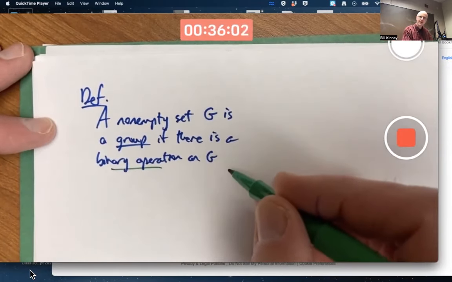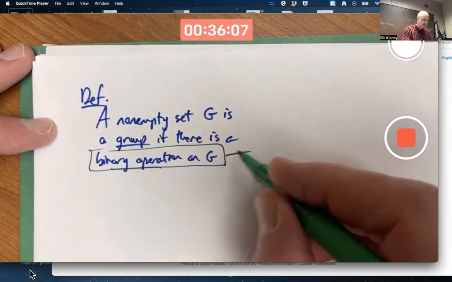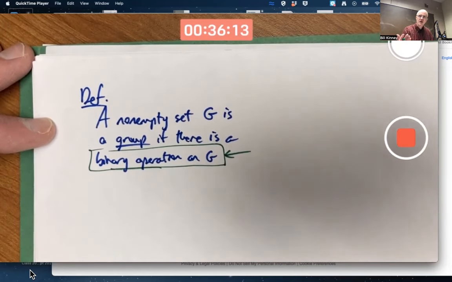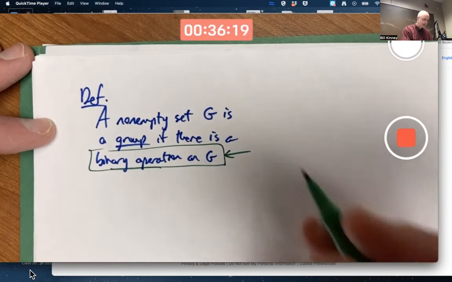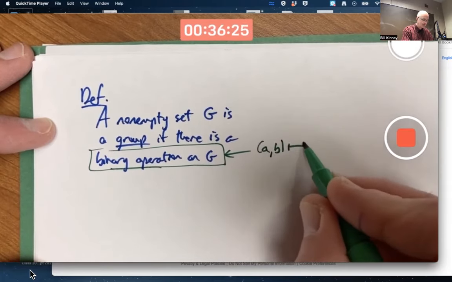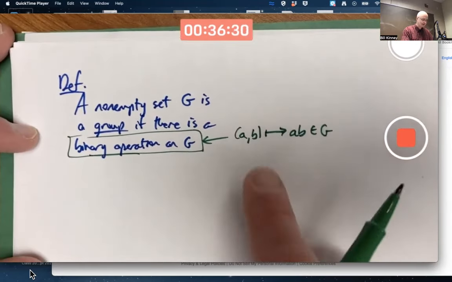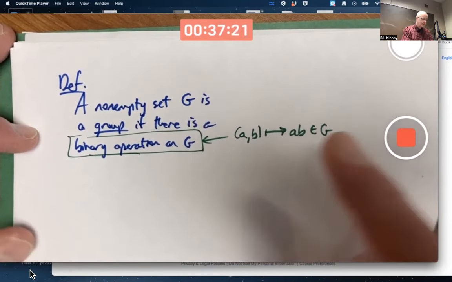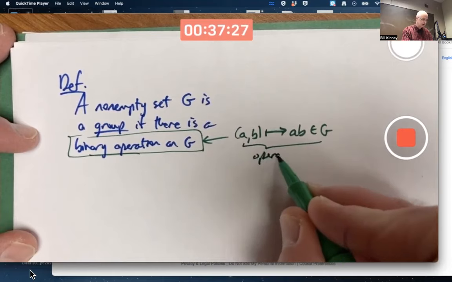Our textbook, and I mentioned this in the lectures, essentially takes this phrase, binary operation on G, to mean there is an operation, a mapping even, you could call it, that takes an ordered pair of elements of G and maps it to an element of G. That's a way to denote the idea of a binary operation. Effectively, by assuming this, we're saying the operation is closed.